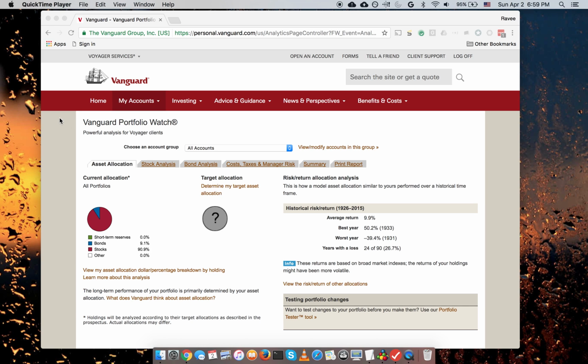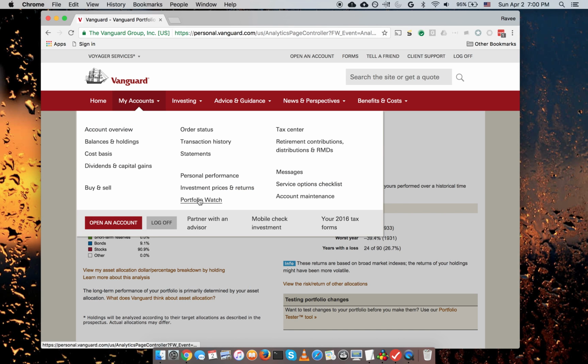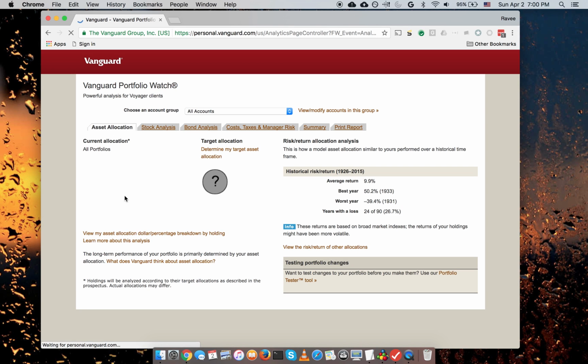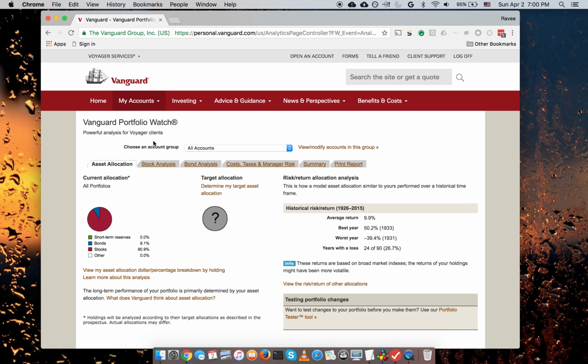So coming to this tool specifically, how you get to it is on your Vanguard page. You go to My Accounts, and there is a tab to go to Portfolio Watch, which takes you to this page. And immediately you see that there are different tabs or slices or different ways of looking at your portfolio.